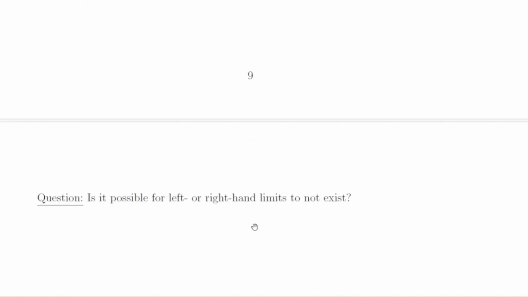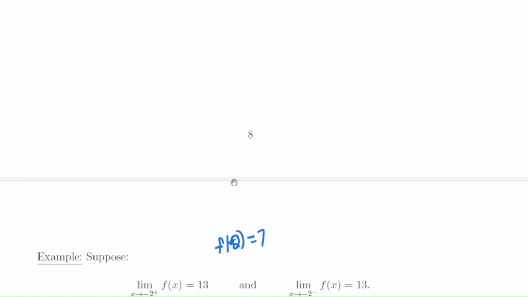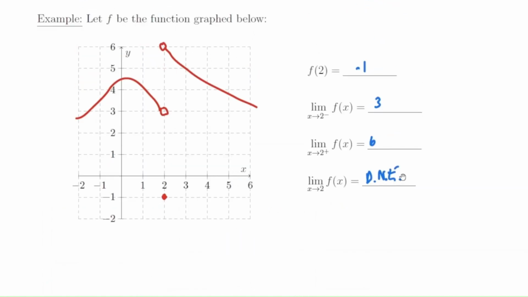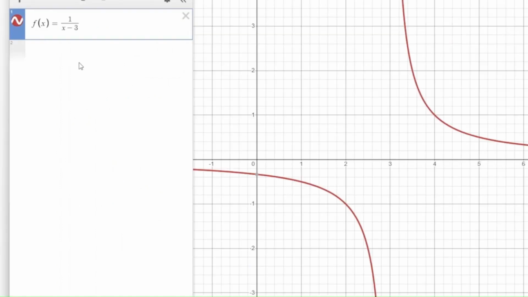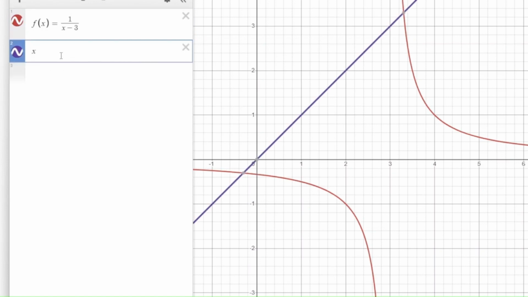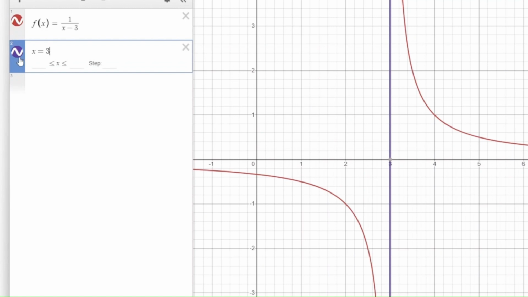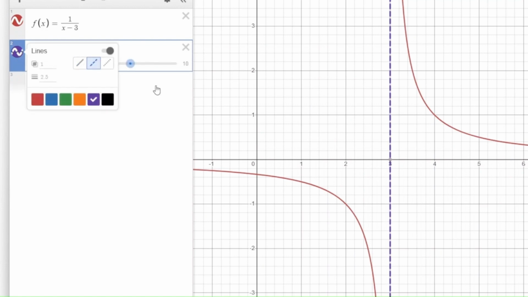All right, one question we could ask is, is it possible for left or right-hand limits to not exist? Notice in this previous example that we did, even though the ordinary limit did not exist, we still had that the left and the right-hand limits existed. So could we have a function that is weird enough that not even the left and right-hand limits exist? And so I've gone into Desmos and I've graphed this function f of x equals 1 over x minus 3. And notice it has a vertical asymptote there at 3. So notice, in fact, I can even write it in as x equals 3, a vertical asymptote. Let me make it a dotted line here.